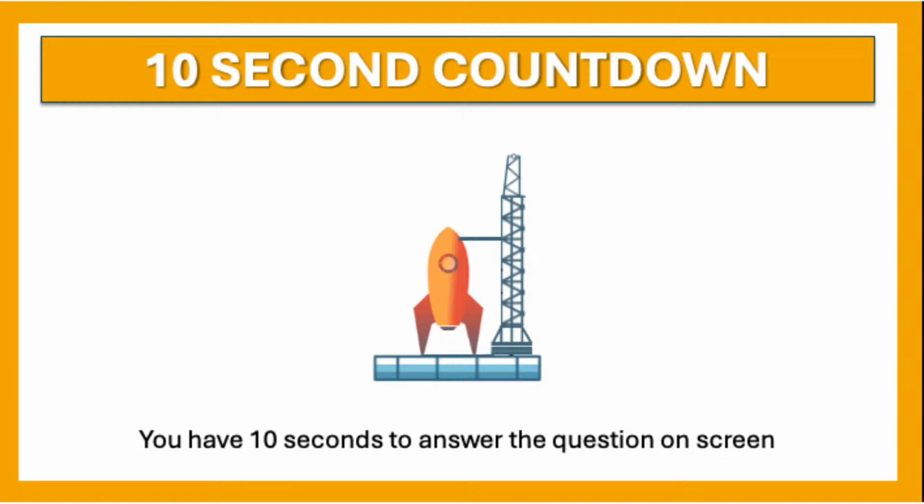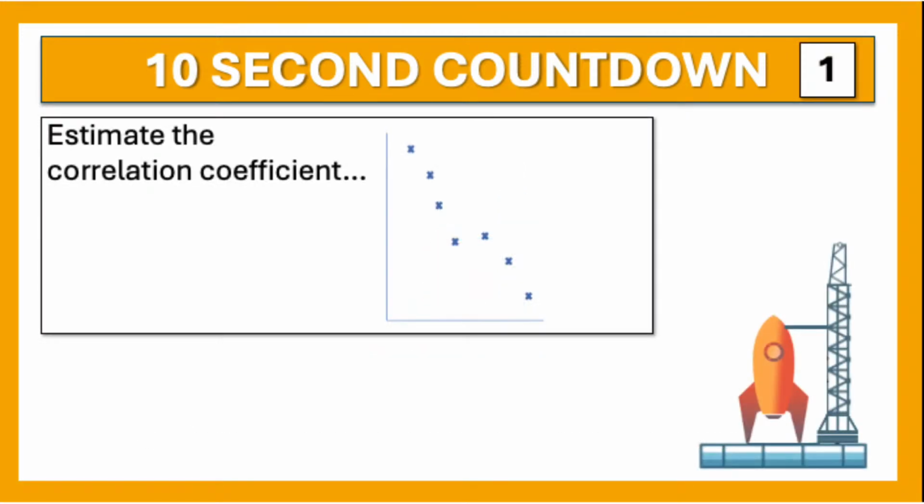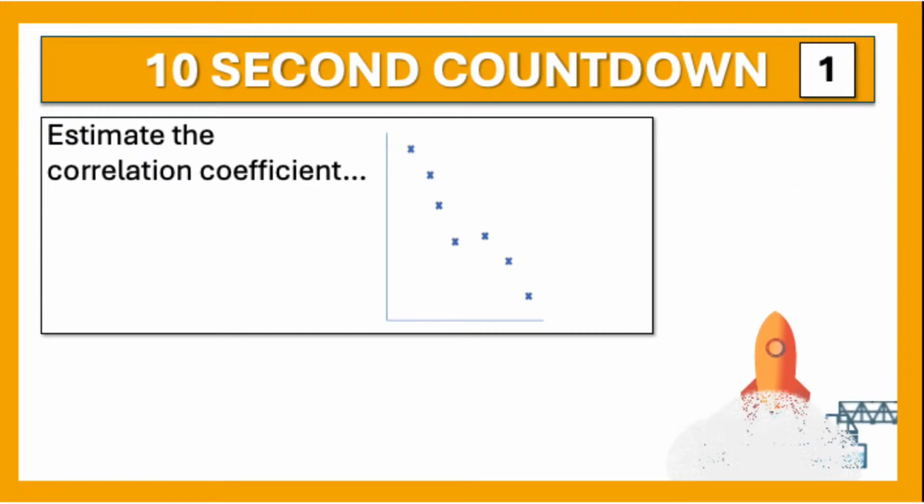Okay, so we're going to have a go at a 10-second countdown now. If you've done these revision blasts before, you'll probably be familiar with this activity. So you're going to see a question on the screen in front of you, and you have 10 seconds to pop an answer in the chat. So this one is asking you to estimate the correlation coefficient. Liftoff will start in T-minus 10 seconds. 10, 9, 8, 7, 6, 5, 4, 3, 2, 1. We have ignition.